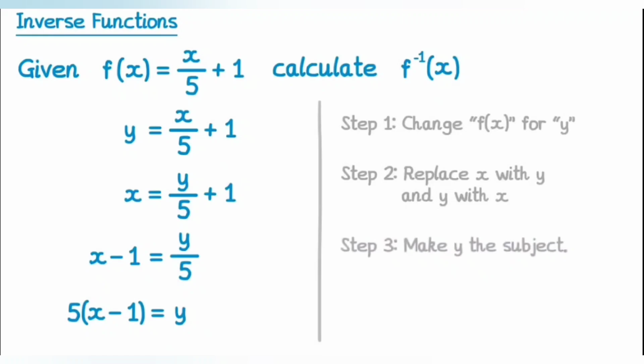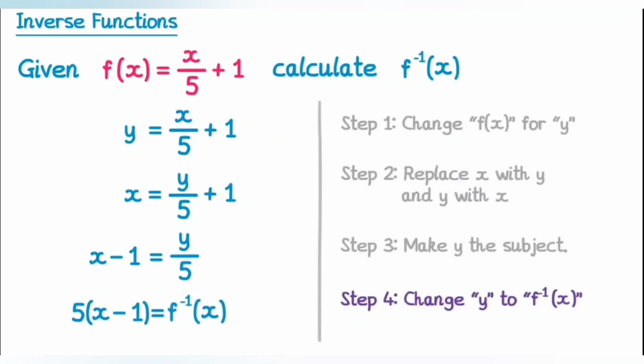So on to the final step, we can just replace that y with the inverse function of x. And then switch the order around, and there's your answer. If you wish, you could expand that bracket to get 5x minus 5, but it wouldn't matter. This would still be fine as your answer to the inverse function.